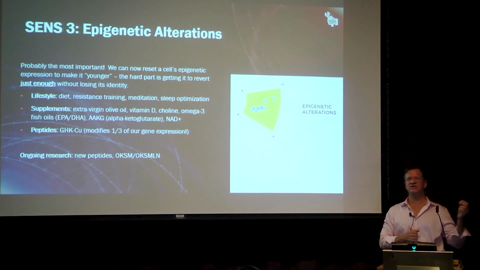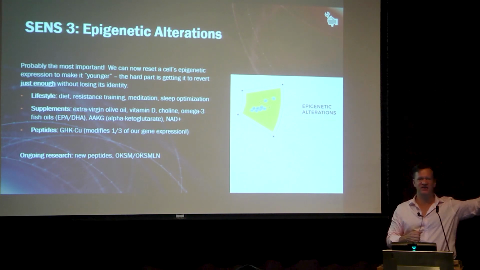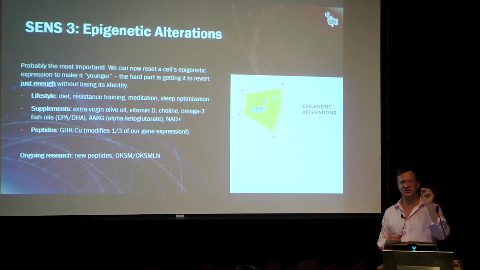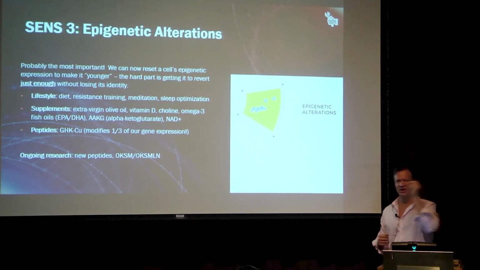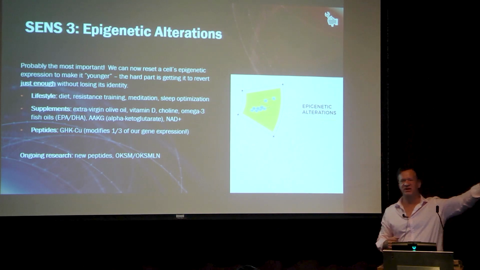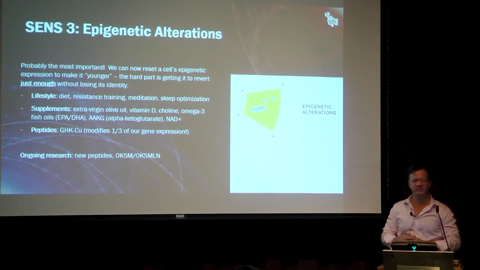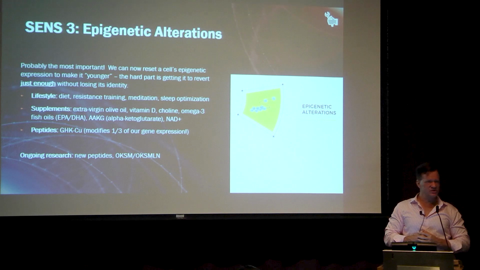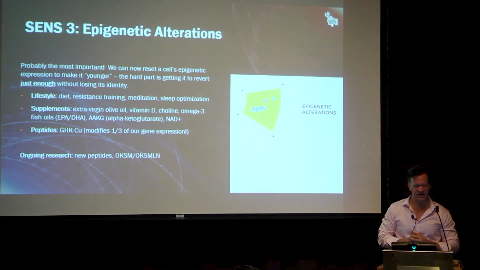And the hard part is actually getting it to revert to the point where it's just young enough, right? You want to say, okay, I'm 47 years old. I want my cell to reverse itself to think I was 20 years old again, but not go so far that it becomes a stem cell and just loses its identity again. But we're really close. We seem to be really close to solving that problem. There's a lot of very interesting research going on at the Salk Institute. There are a lot of peptides that are being developed.